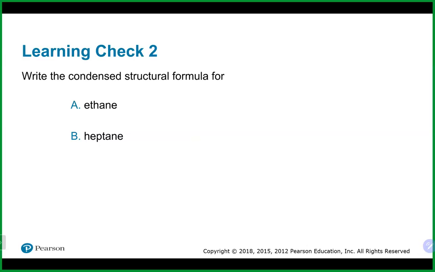So we want to write the condensed structural formula for ethane. So ethane is 2 carbons, right? So condensed formula would be our 2 carbons together. And heptane would be 7 carbons, right? That's what heptane means. So if you wanted to, you could just write the carbons first. It looks something like this. 1, 2, 3, 4, 5, 6, and make sure you got the right amount there would be good.